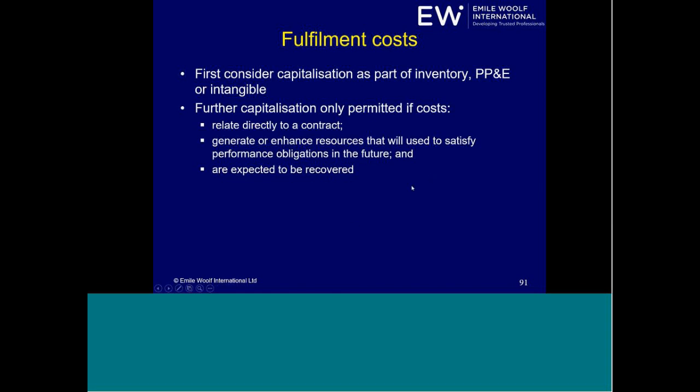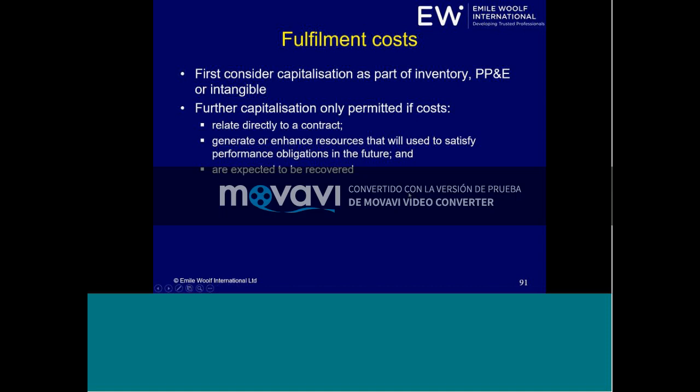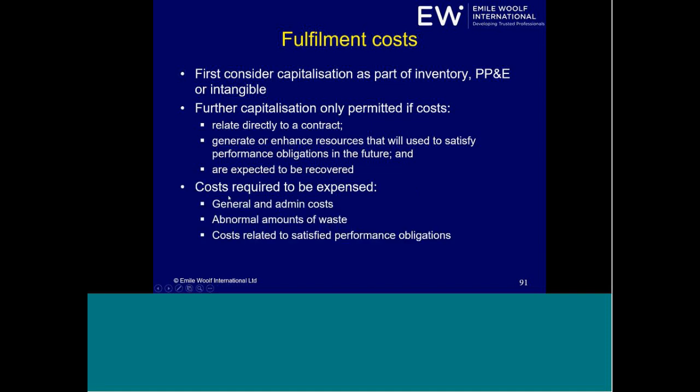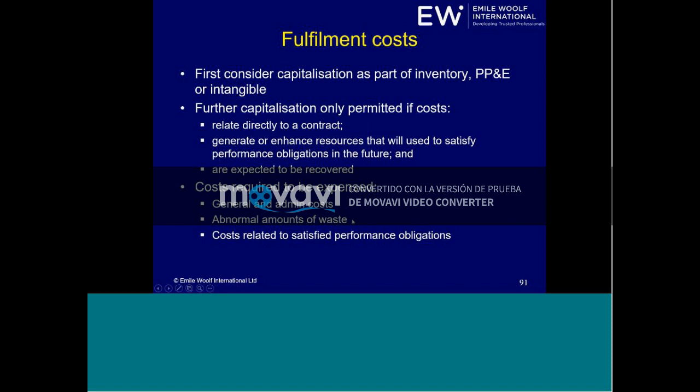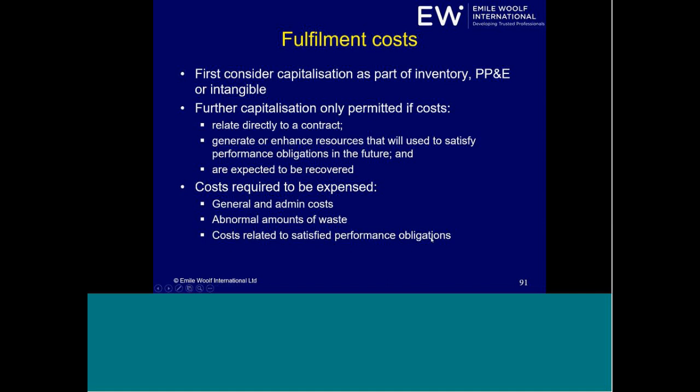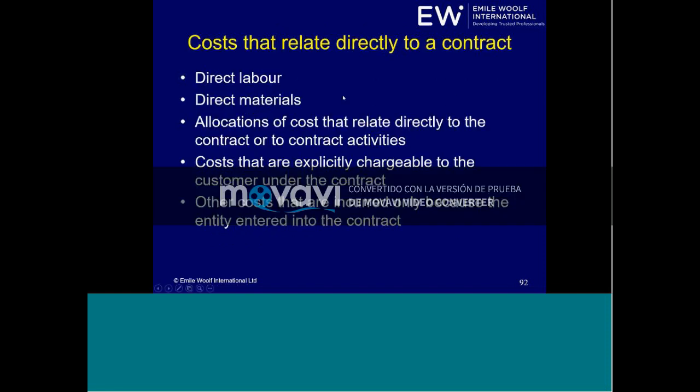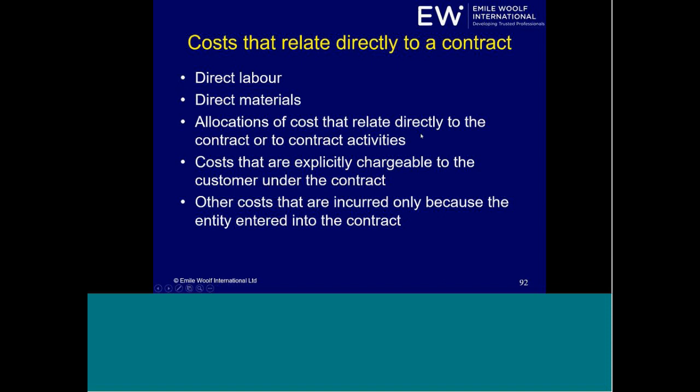If you would expect to be expensing general, admin, waste, idle time, once you've satisfied a performance obligation, then you'll expense cost of sale. Big labor, depreciation, costs that might relate directly to a contract could be bits of labor, materials, cost allocations, for example, perhaps insurance, public liability insurance at a construction site. Any other costs that are explicitly chargeable to the customer under the contract, or are incurred solely for the reason that you've entered into this.